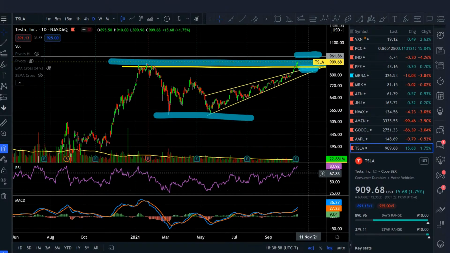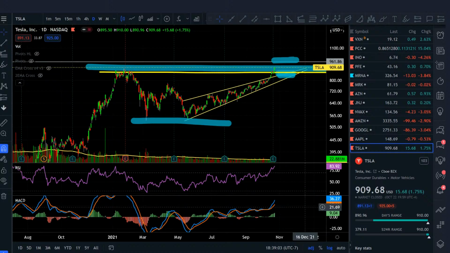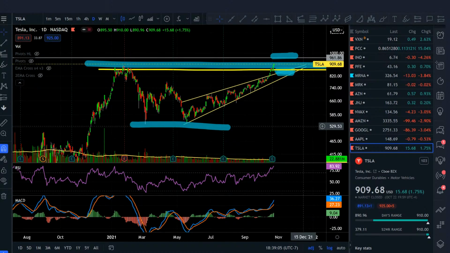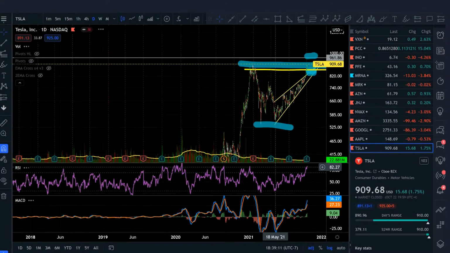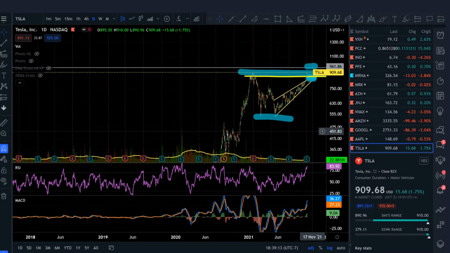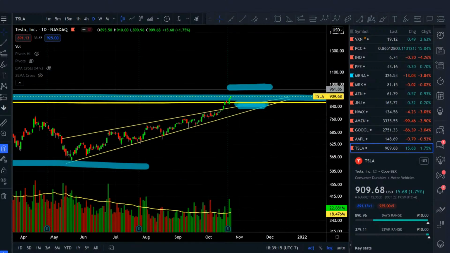So, for me, I might short Tesla. It depends on the earnings. I might short Tesla. It depends, right? Because we're in an overbought zone. The only times it hit 82 were at relative tops. So I'll be very careful on Tesla.